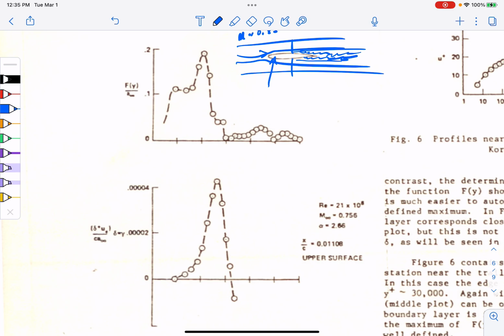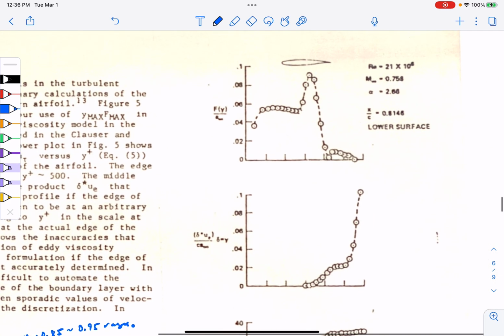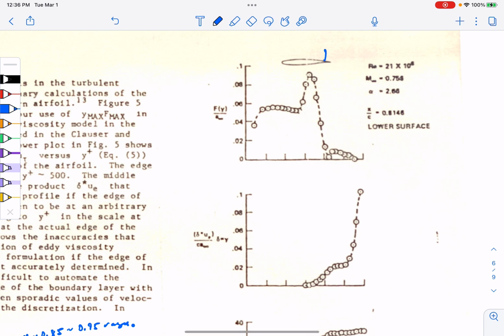And here's the exact location. He's at 1% chord length on the upper surface, so C is chord. And that's just the length of the airfoil for those of you who aren't familiar with airfoil coordinates. Okay, now let's go to the trailing edge. So here's the trailing edge of the airfoil. This is at x over c 80%, right there.